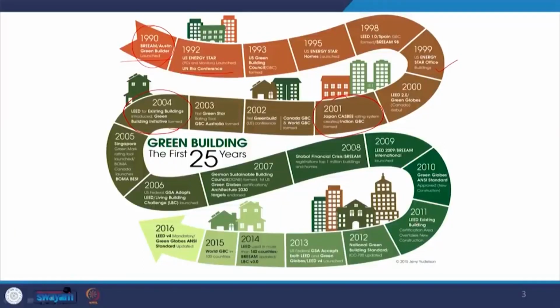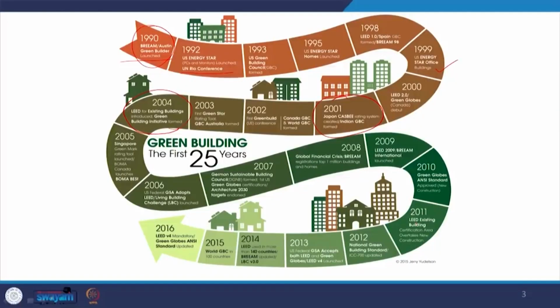In 2012, National Green Building Standard was created. In 2013, US federal GSA accepted both LEED and Green Globes, and the fourth version of LEED was launched. So, improvements in the existing benchmarks were happening simultaneously. In 2014, LEED was being used in more than 140 countries, BREEAM was updated, and a lot of new green building rating programs were added. By 2015, World GBC was present in more than 100 countries.